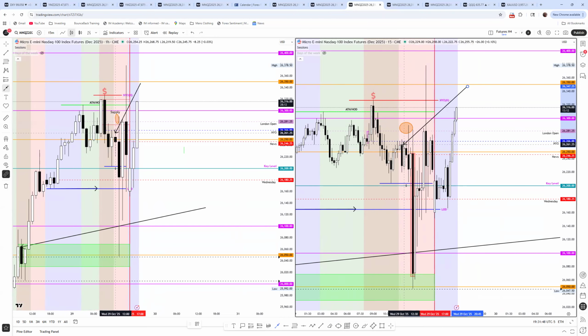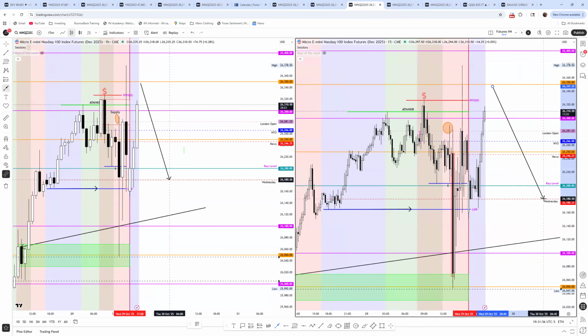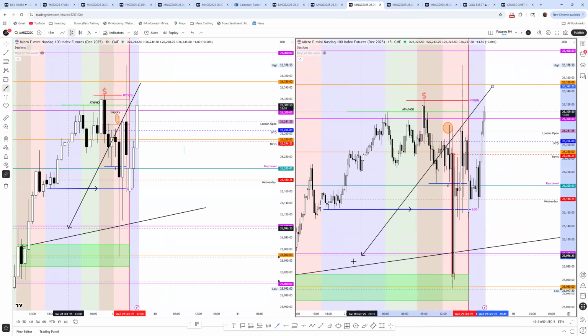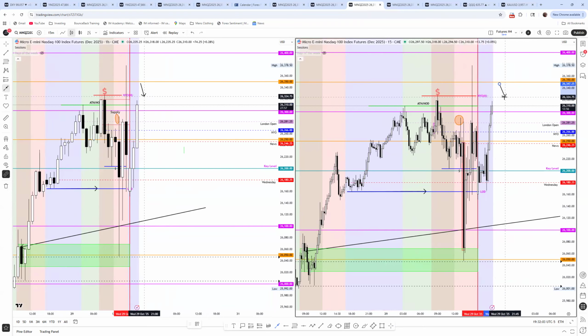So why aren't they able to close bodies above New York, right? Because they're getting ready to drop that price down to those lower liquidity levels and to the normal point of interest target, daily open, and then to that higher time frame demand, like we talked about. And so that's what I was seeing going into that.